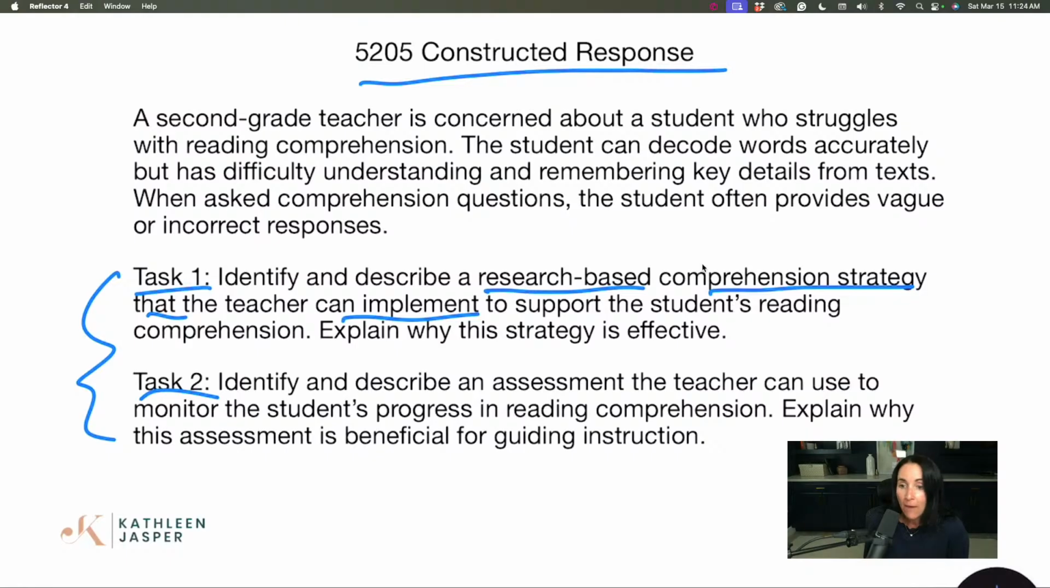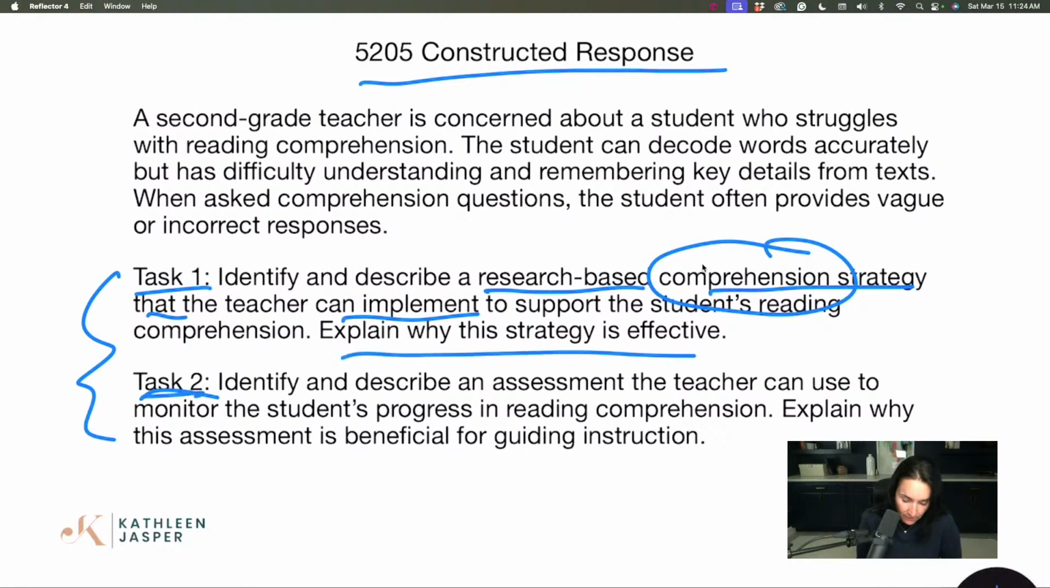No, I have one already. Read aloud, think aloud. Thinking aloud while students are reading helps to build metacognition, which is essential for comprehension. I don't even care what the scenario says. Okay. And then of course, explain why it's effective.